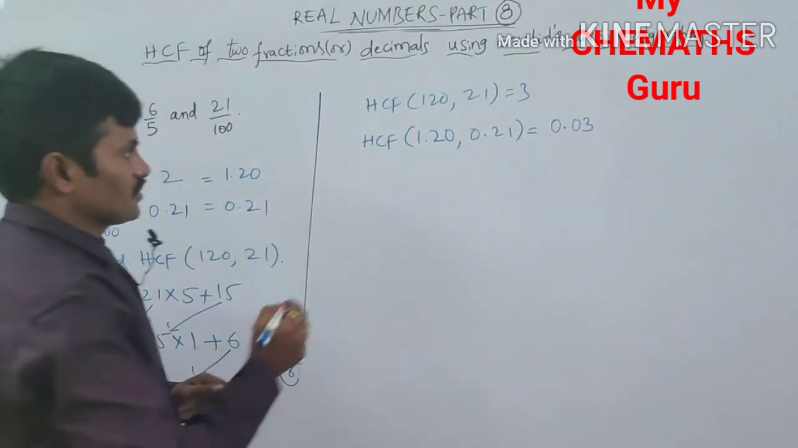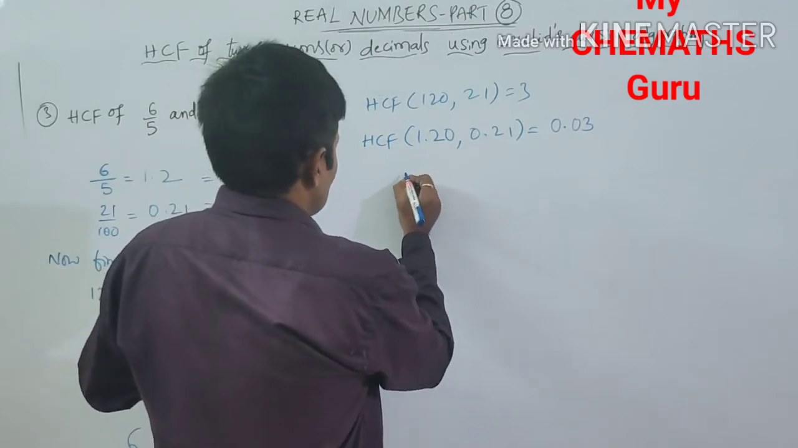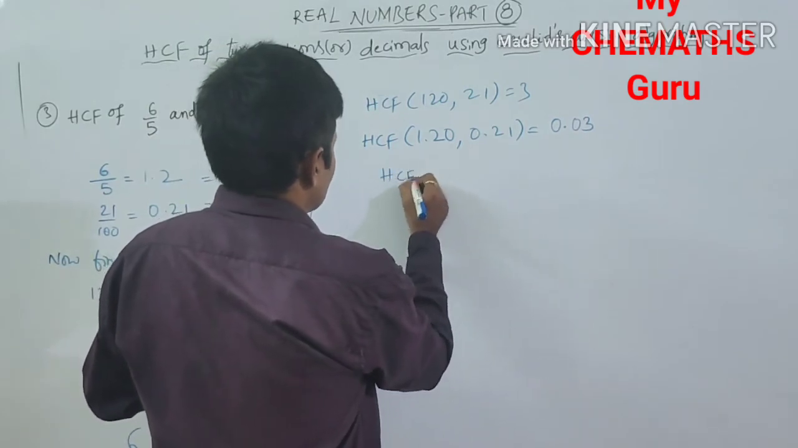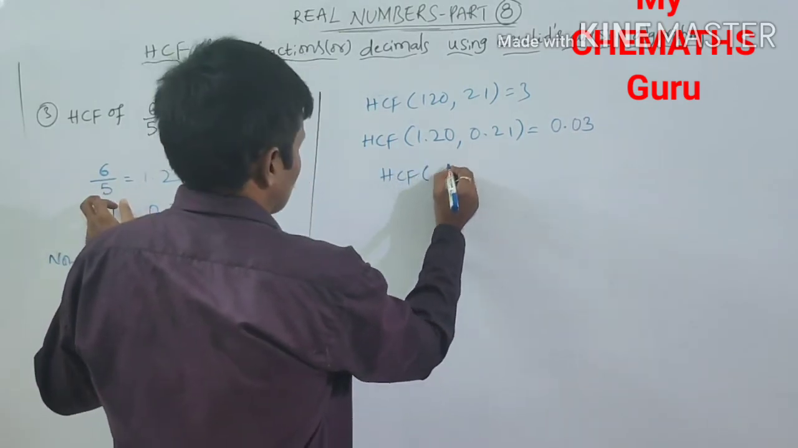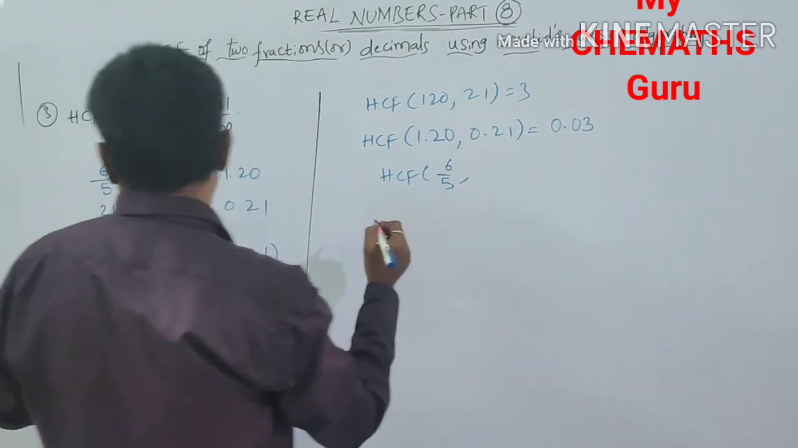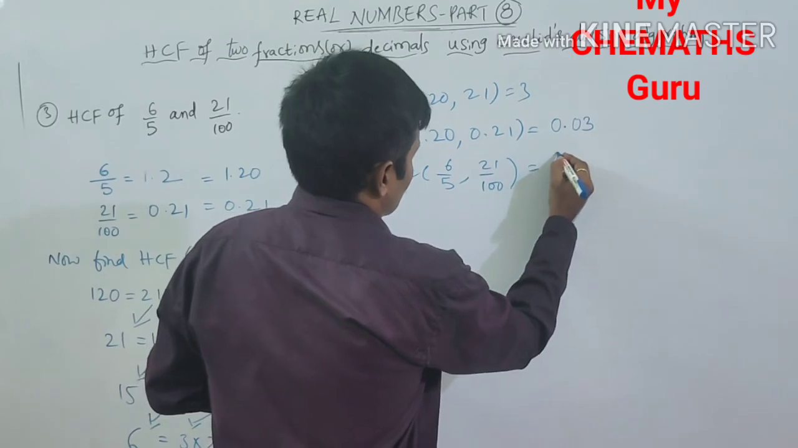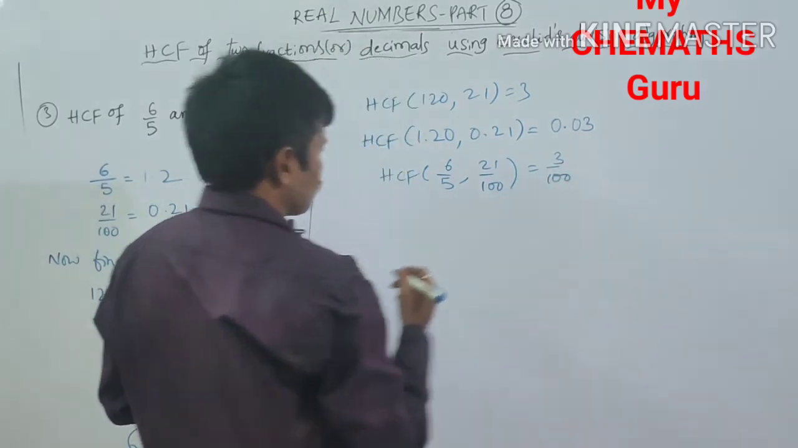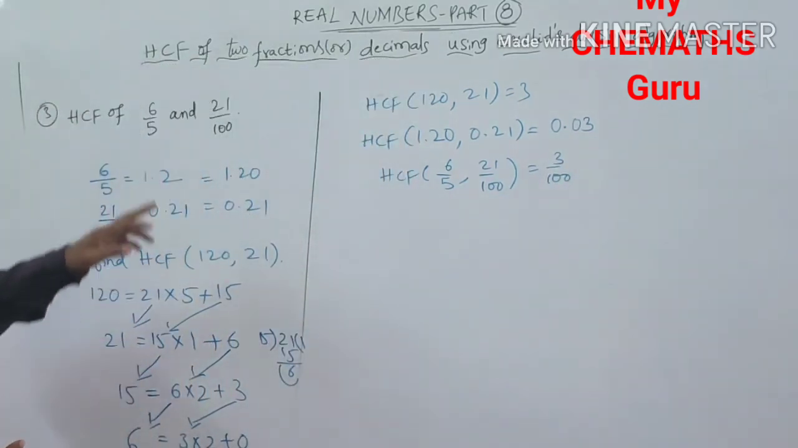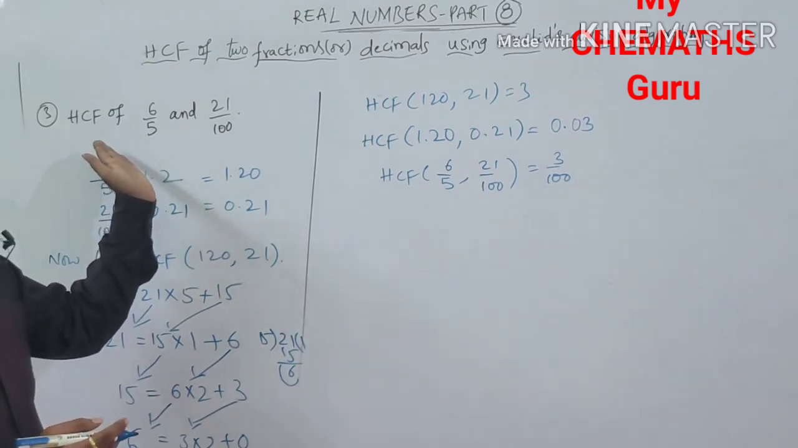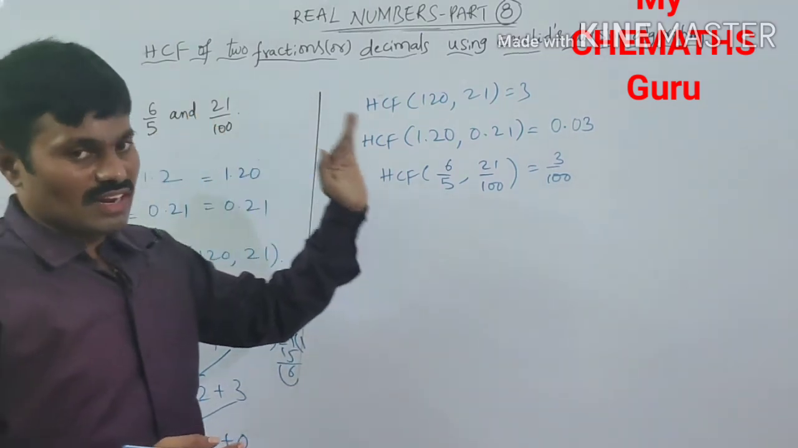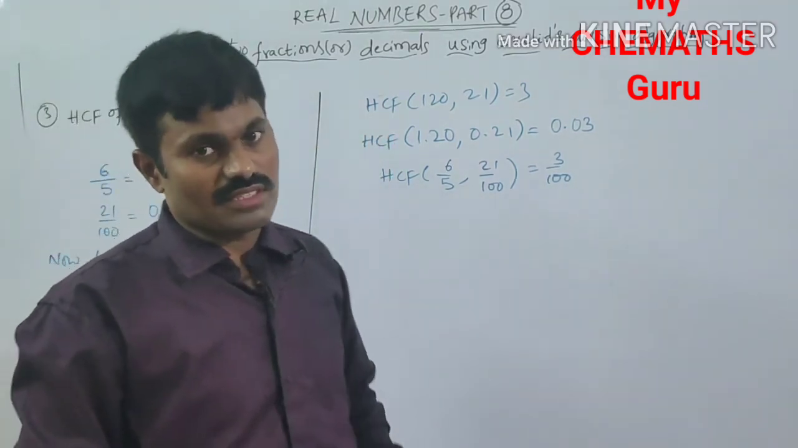So this is the HCF. If you want to write it in fraction form, 1.20 is nothing but 6 by 5, and 0.21 is 21 by 100. That is equal to 3 by 100, which is the answer. So like this, you have to solve the HCF of fractions or decimals in this procedure.